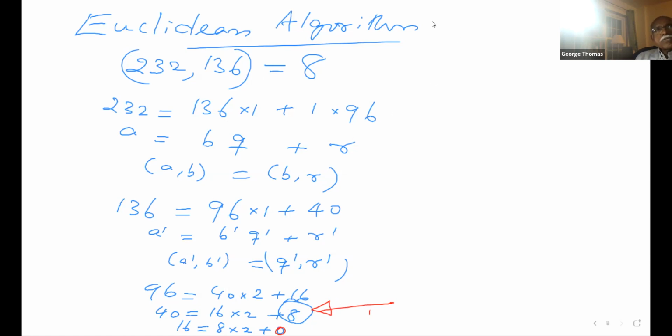This is the most famous. This is the oldest algorithm in the world. Over 2000 years old. Okay? The most famous, the oldest, very powerful. Given any two numbers, you can find the greatest common divisor using this.